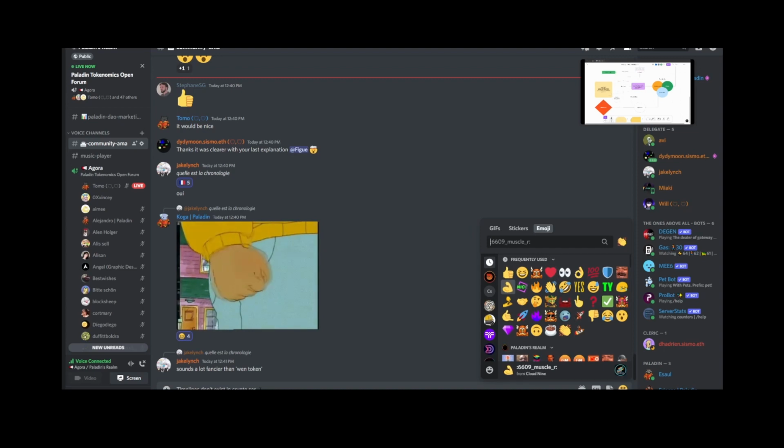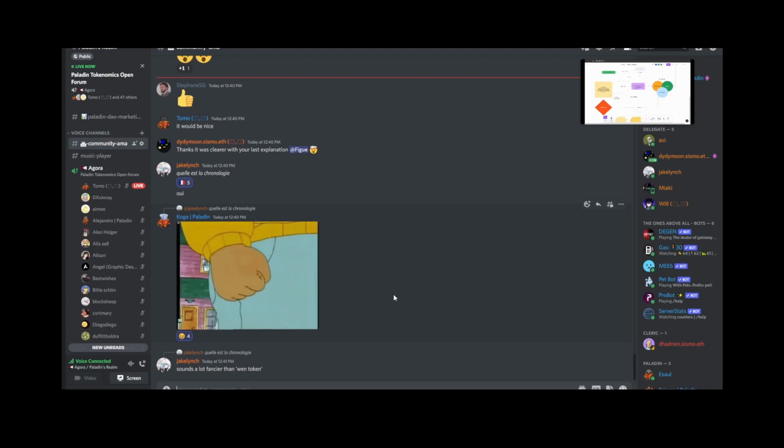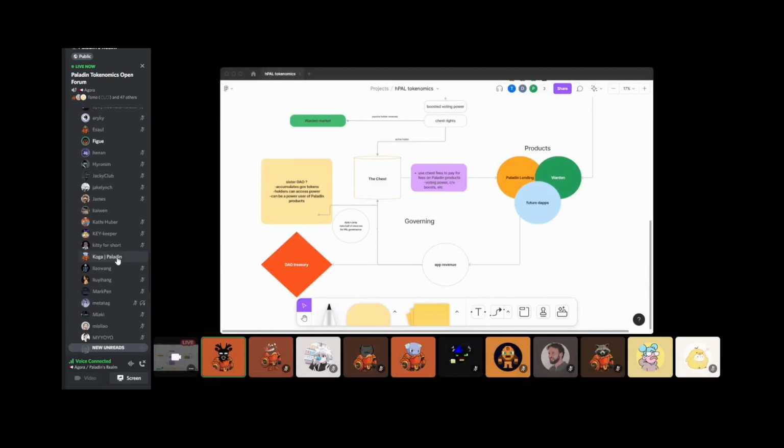And yeah, it does sound fancier than one token. Anything else, guys? Are there any other questions about the tokenomics or even about what we just mentioned?